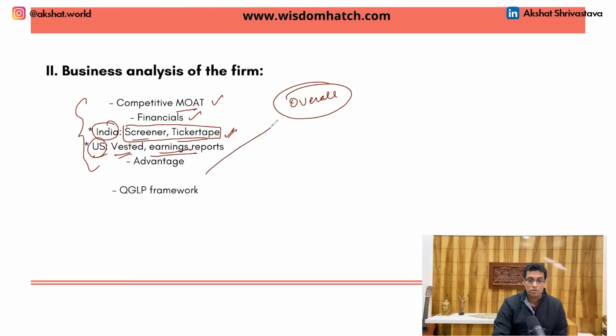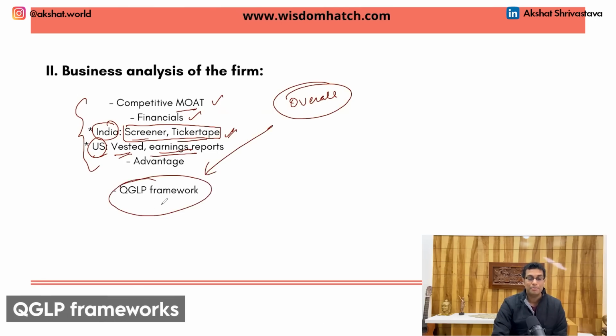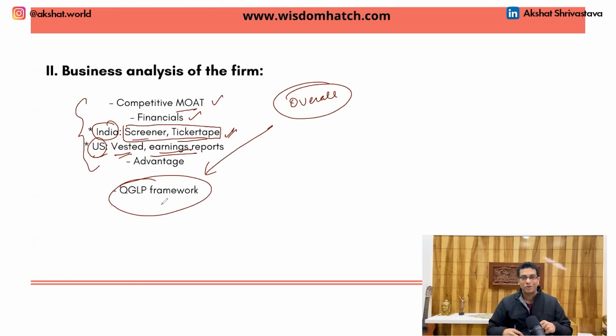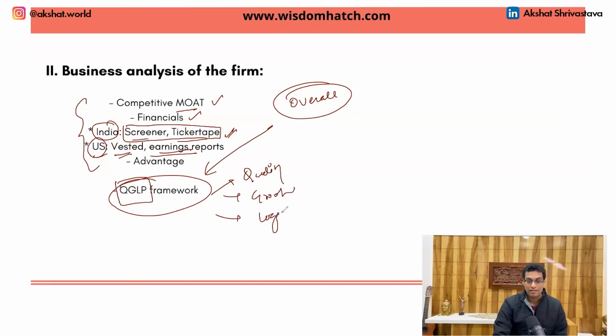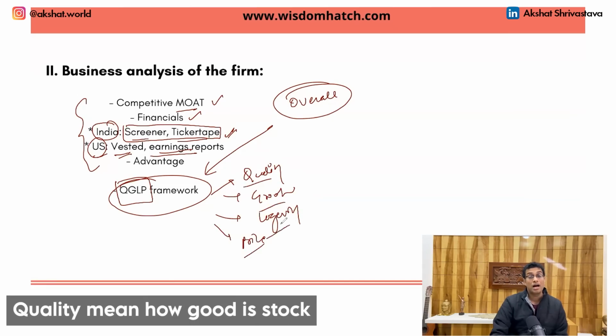Then what you do is that you start using frameworks like QGLP framework. Now, people who listen to my videos, please tell us in the description box, what is QGLP framework? I have explained it multiple times and which investor has propagated this framework. So essentially QGLP simply means quality, growth potential, longevity and price, right? So quality means that, how good is the stock?